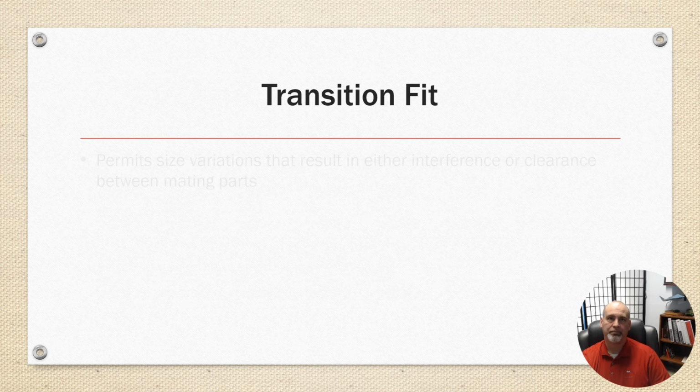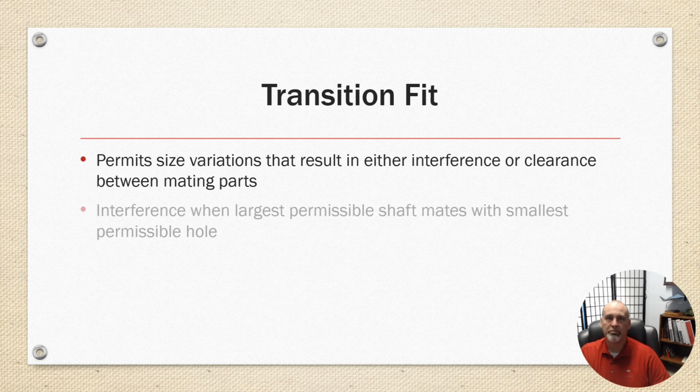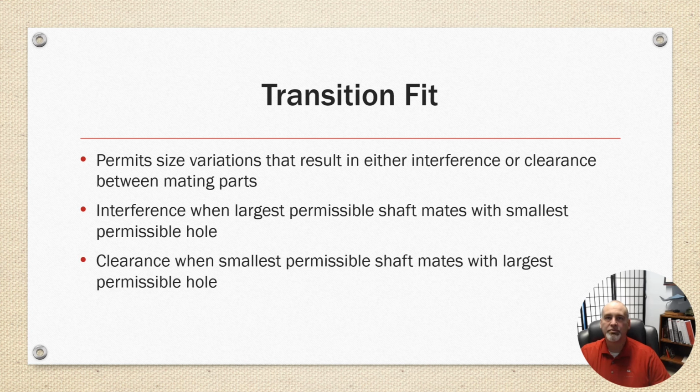A transition fit permits variations that result in either interference or clearance between mating parts. Interference occurs when the largest permissible shaft mates with the smallest permissible hole, and clearance when the smallest permissible shaft mates with the largest permissible hole.